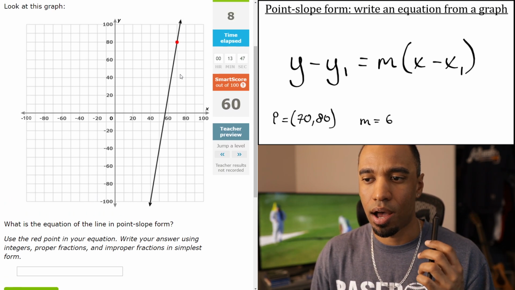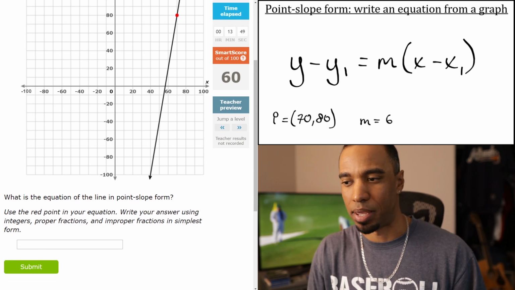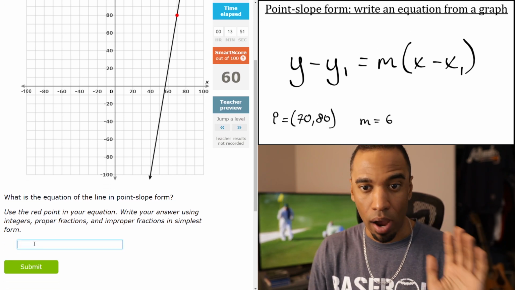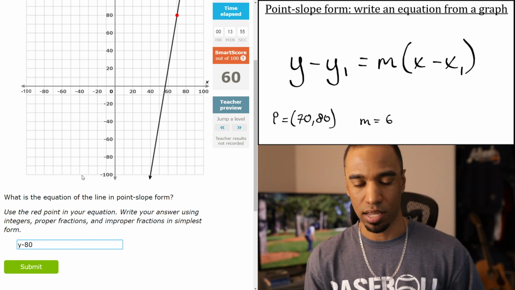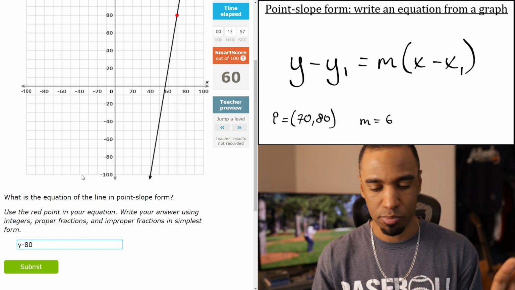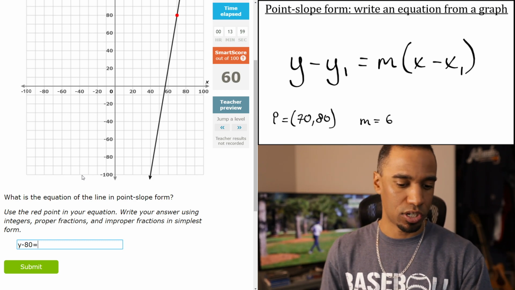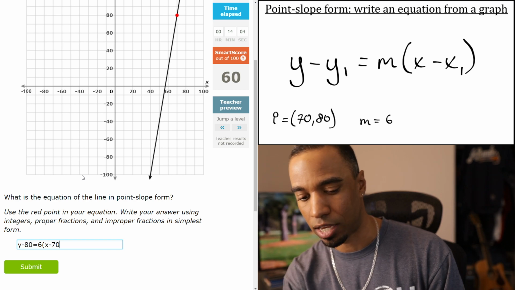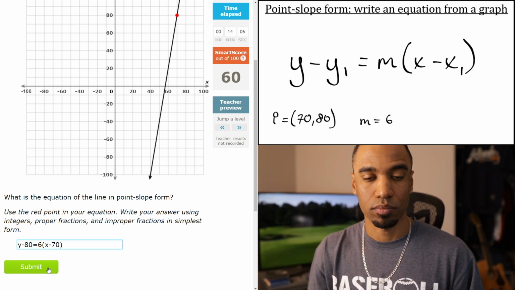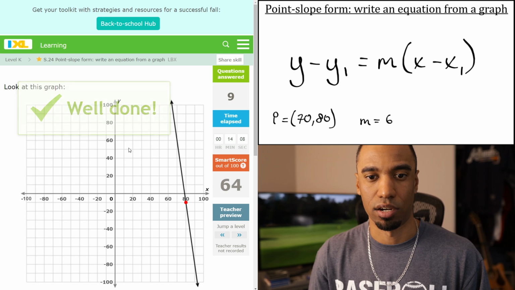All right, so there's the information. So when I type this, my y1 is 80, right? So I'm going to go y minus y1, so y minus 80. I don't think you need spaces, so I'm going to leave the spaces out. Equals m, which is 6, times the quantity in parentheses, x minus x1, x minus 70, right there. That should be the equation. That's taken care of. Well done.